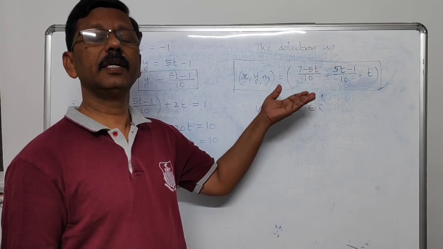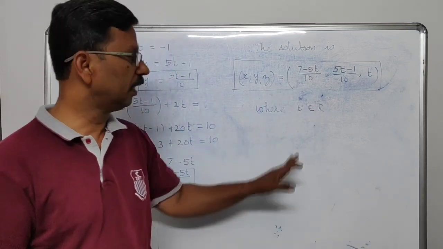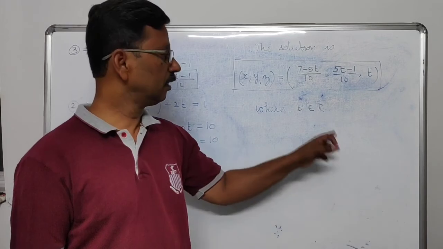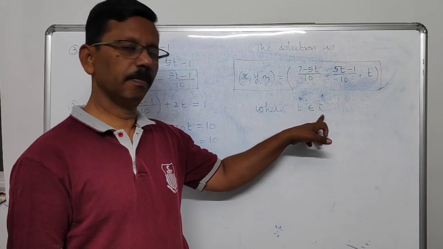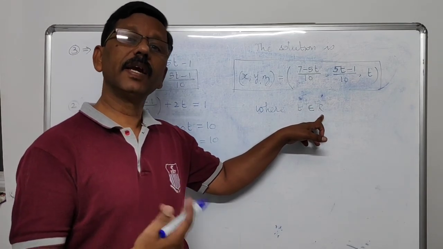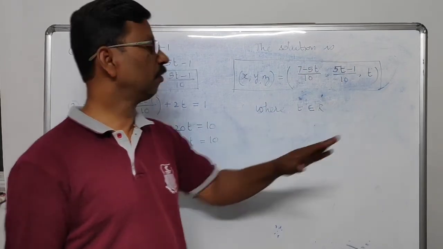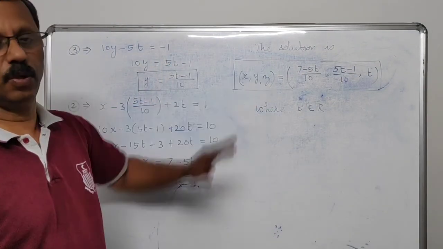Like that you can find infinitely many solutions. For different values of t, we can get different solutions. Since t is a real number, it is an infinite set. Therefore, definitely we will have an infinite number of solutions. Therefore, we can say this is the required solution.